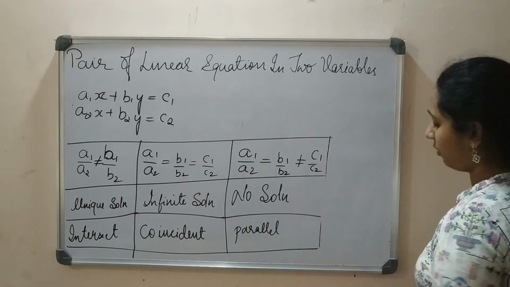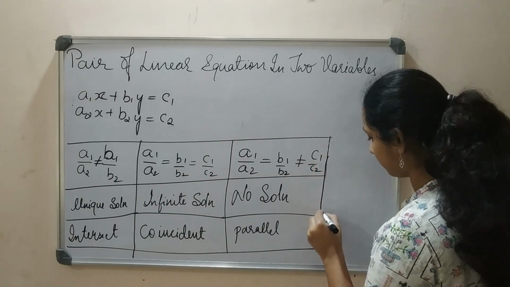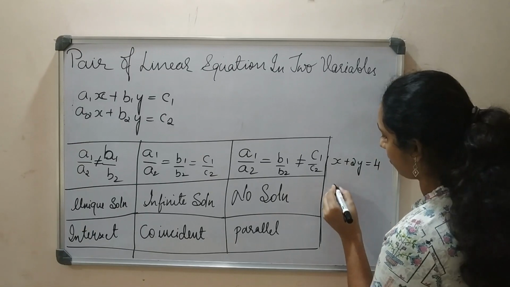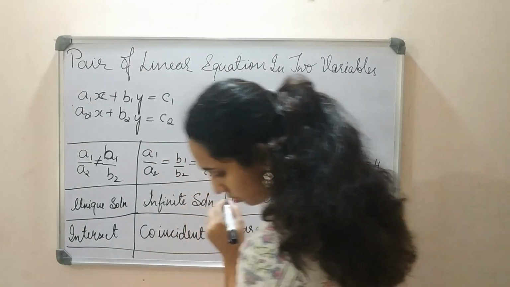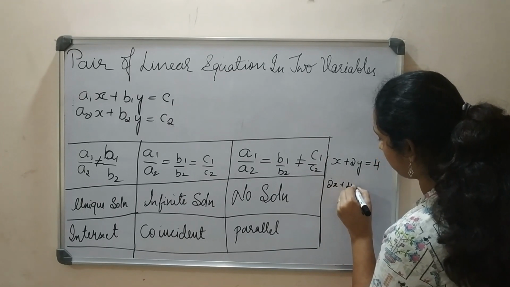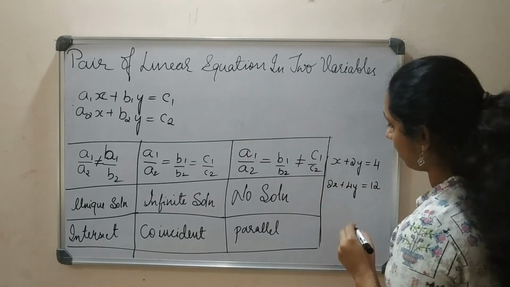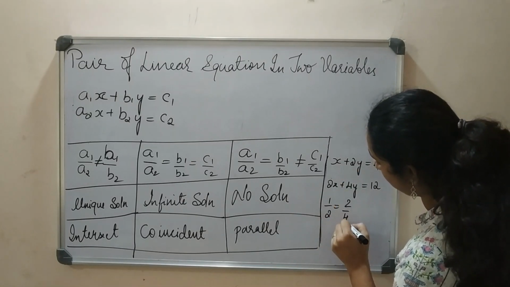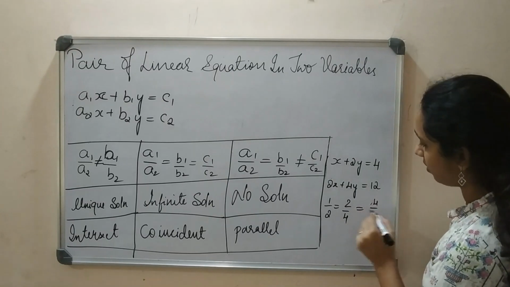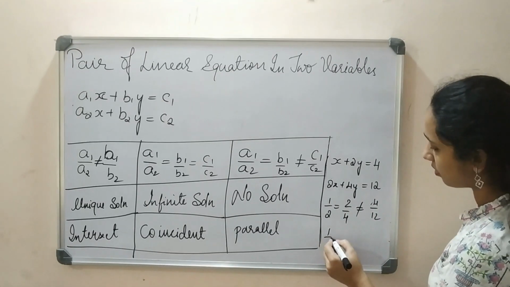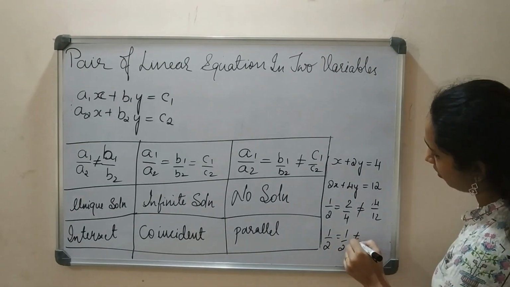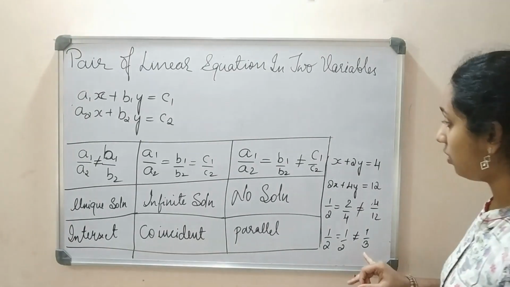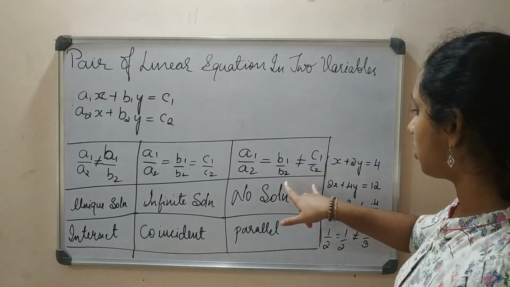Let's consider the third pair of equations. 2x + 4y = 12. Correct? So now 1/2, 2/4, 4/12. This 4/12 is not equal, because this is 1/2, this is also 1/2, but this is 1/3. So this condition is also satisfied.